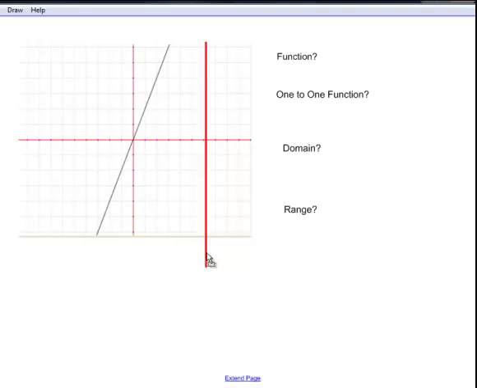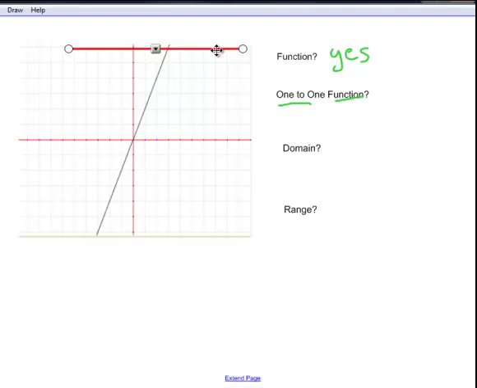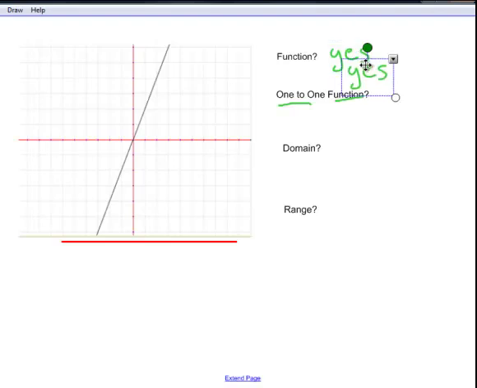All right. So is this a function? Yes, it passes the vertical line test. All right. Is it a one-to-one function? Well, we already know it's a function, so let's take this puppy, let's spin it around, and let's see. Is it a one-to-one? We're sliding it down. Does it pass the horizontal line test? It does. So indeed, it is a one-to-one function.